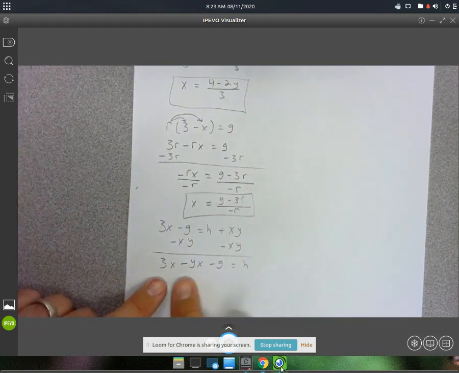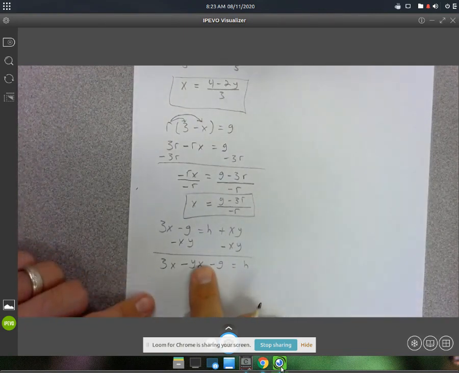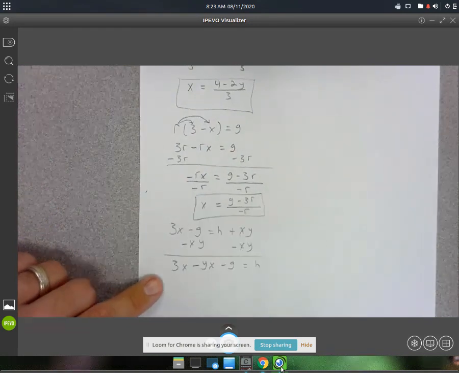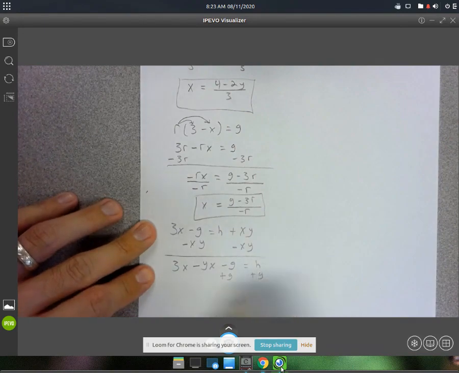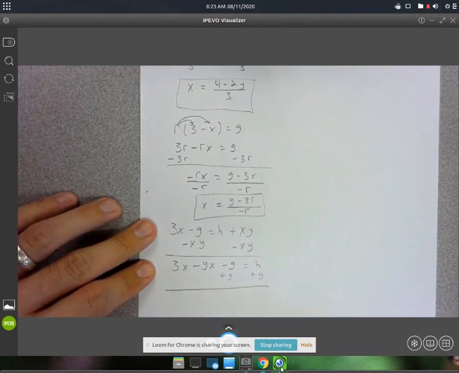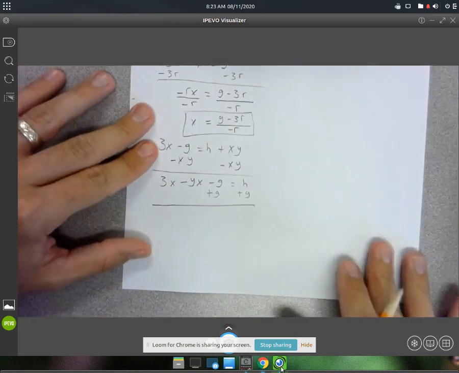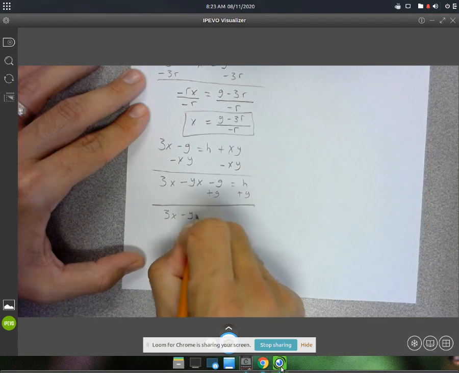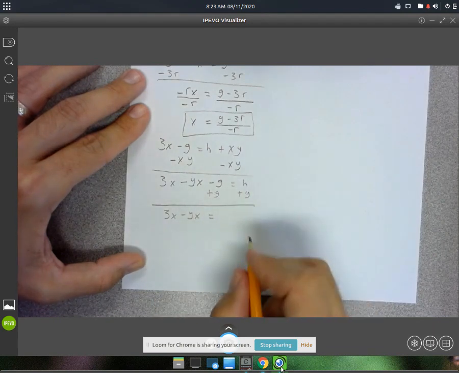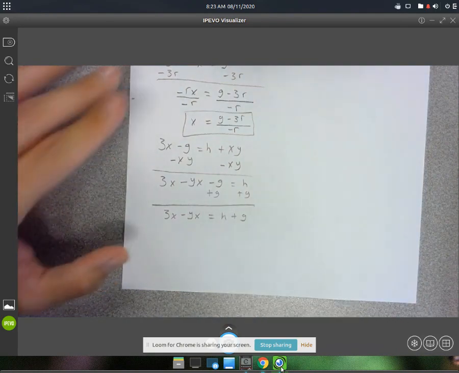Now we can't combine these really because, well, they're not the same types of terms. This isn't a 5x, so I can't just combine it with a 3x. Let's see, I'm going to add g to both sides. That's going to give us 3x minus yx, and then on the other side, we're going to have h plus g.